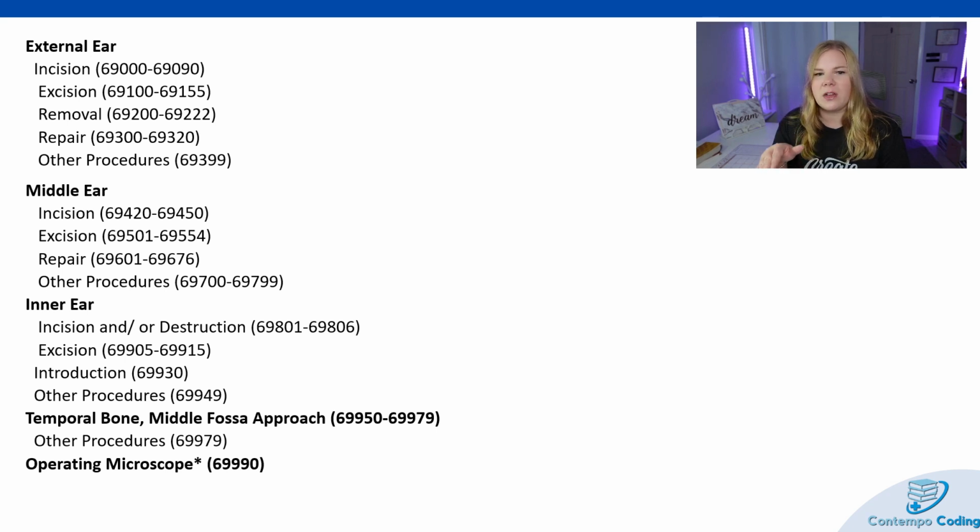It's bundled a lot into different other procedures if it's something that's routinely used with an operating room microscope, but if it's not always done with an operating room microscope, sometimes you can bill that out separately with that code, the 69990.